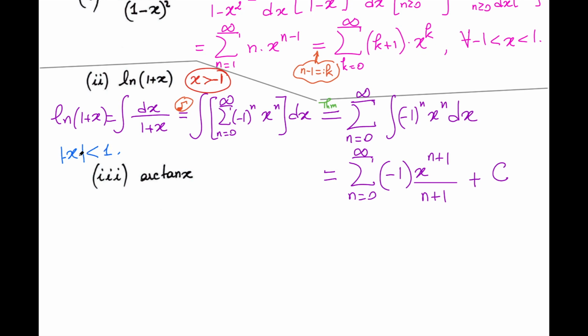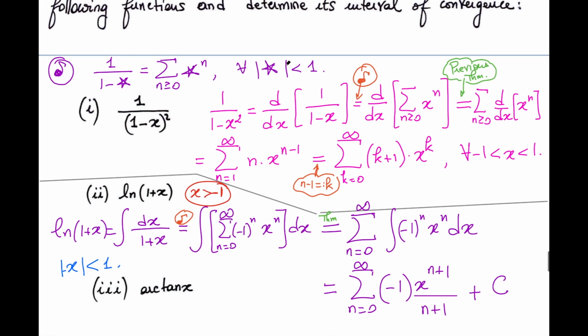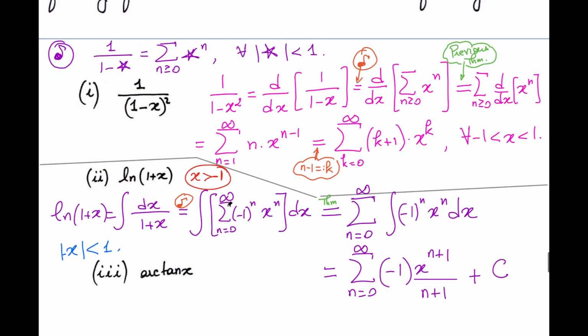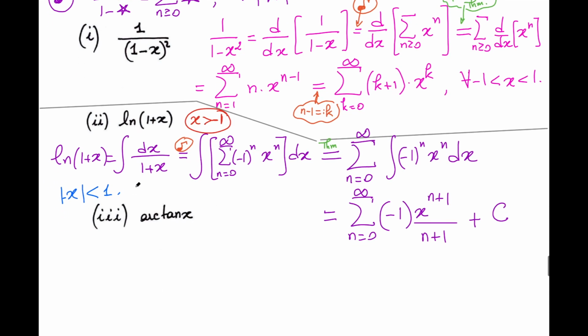Again, by the theorem, f prime and the primitive of f share the same radius of convergence. The radius of convergence here is 1, correct? The radius of convergence is 1 here. Okay. The interval of convergence is centered at 0 and of radius 1. Okay. The only change may happen at the endpoints. We'll check the endpoints at the end.